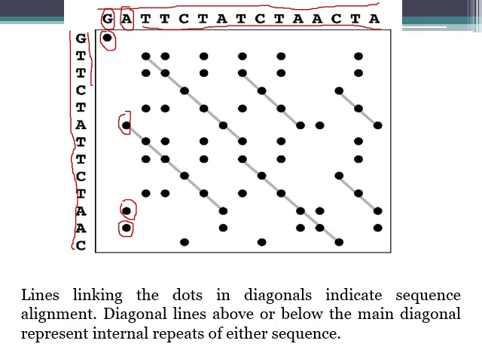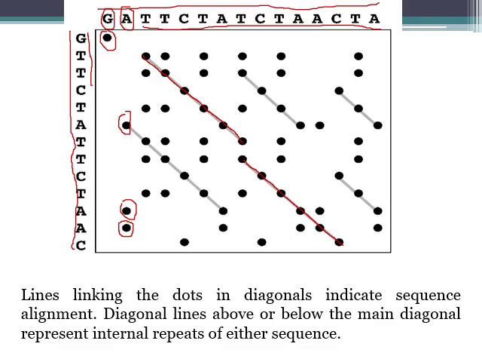Now you try to establish a diagonal line among the dots which are adjacent to each other. Like in this case, you can see that if we join these dots, we can form a continuous diagonal. Again, if we join these dots, we can find a continuous diagonal. So wherever you find a continuous diagonal, it indicates that these residues among the two sequences are aligning with each other, or they are matching with each other.